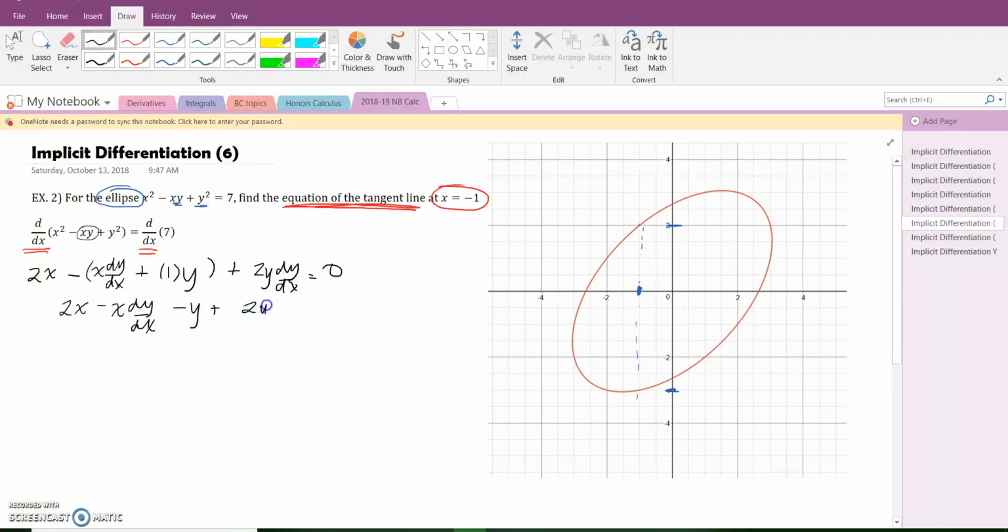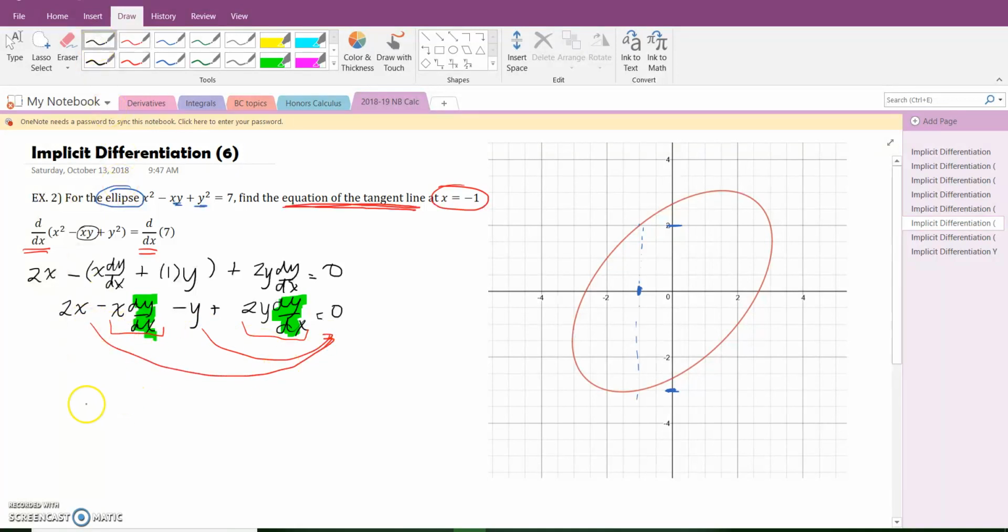So I'm now getting this. Whoa. Again, our goal is to get dy/dx. So the thing is, I have more than one dy/dx here. And using our algebra skills, what we're going to do is keep these terms right where they are and get rid of the terms that we don't want.